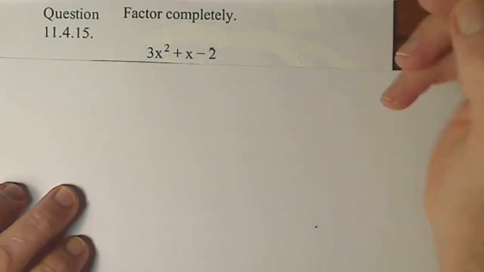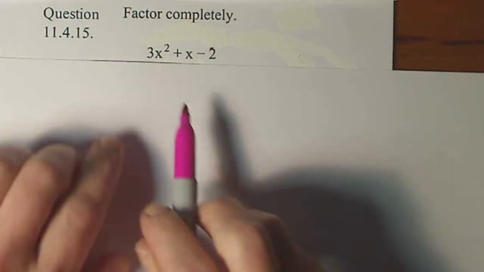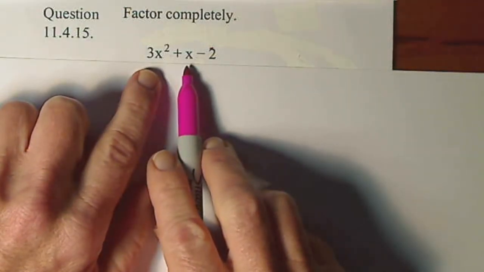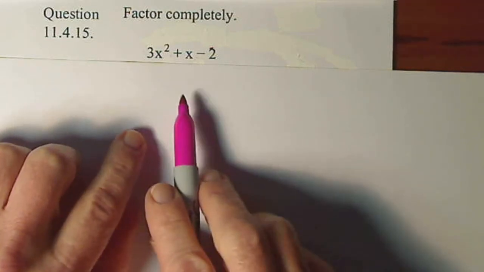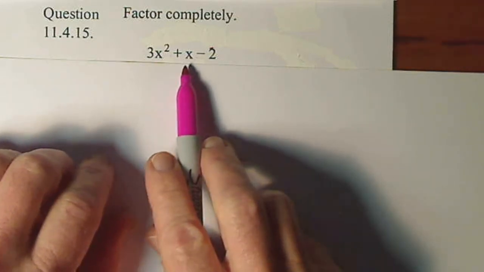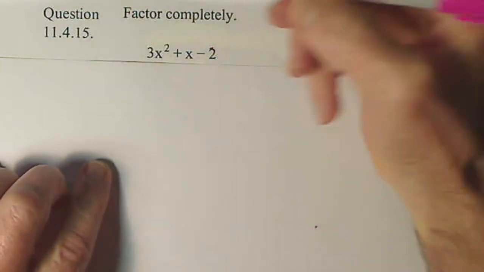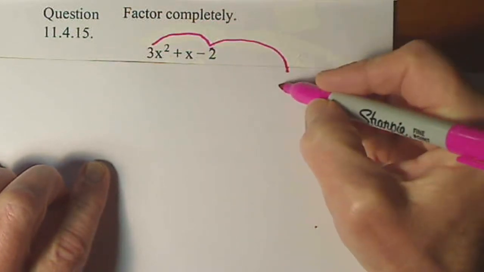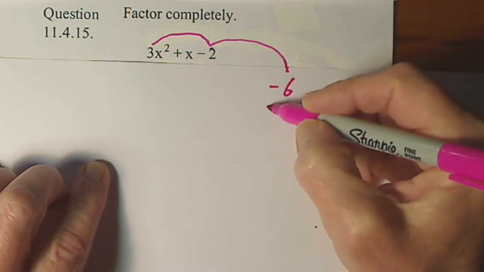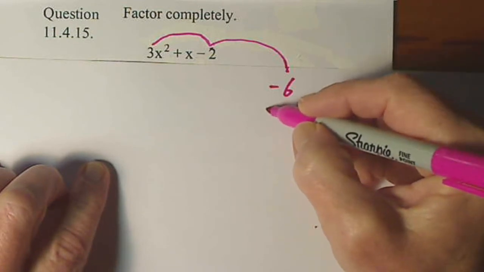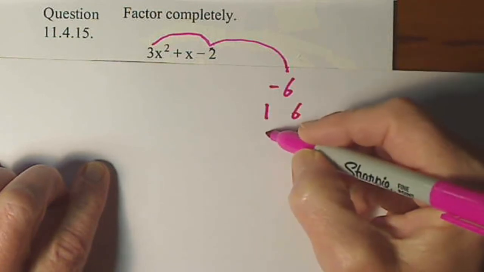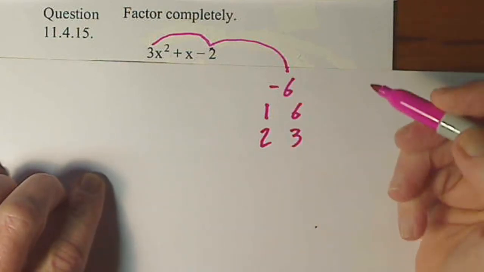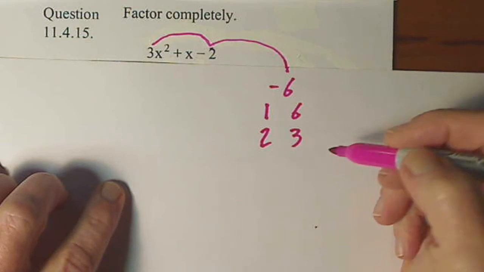For factor by grouping, we're essentially going to write the 3x squared, negative 2, and instead of just plus x, we have to figure out what 2 terms work together to give us that plus x. Alright, so to find that, multiply first times the last. That gives us a negative 6. The factors of negative 6 are 1 and 6, 2 and 3. For that to be negative, it has to be 1 negative and 1 positive.